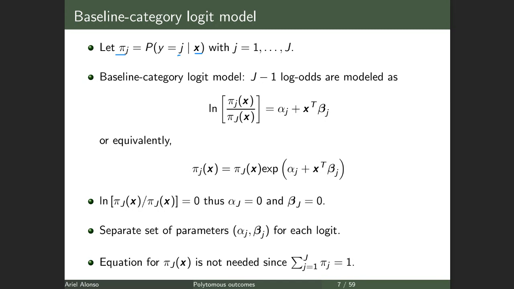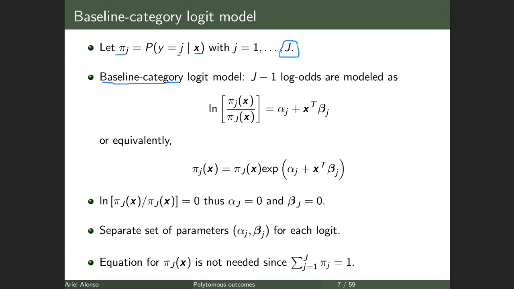So pi_j is the probability that we will observe an outcome equal to j given the value of the covariates. And the baseline category logit model actually models J minus 1 log odds. So now we are going to define a category which is going to be the reference, the baseline category. That's why we call the model the baseline category model. You choose a category that is going to be your baseline, your reference. Here, and we will discuss a little bit more about that later, we are considering the last category as the reference. But which category is the reference doesn't matter. Which one you denote as the last one depends on your coding, that's irrelevant.